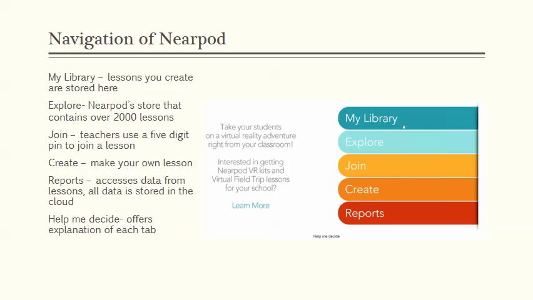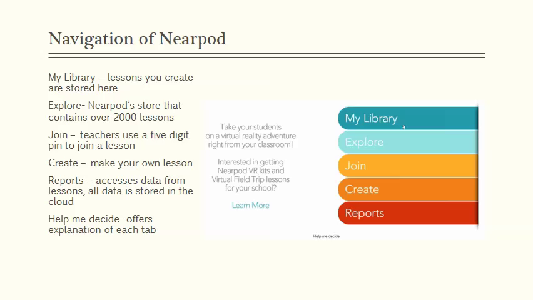Once you log in to Nearpod, this is the screen that you get with 5 different choices. The first choice is My Library, where any lesson that you've created is stored. For Explore, this is the Nearpod store, and it already has over 2,000 lessons available to you. Join is what you would use if you had a five-letter PIN in order to join an existing Nearpod lesson. Create is where you would make your own lesson from scratch.